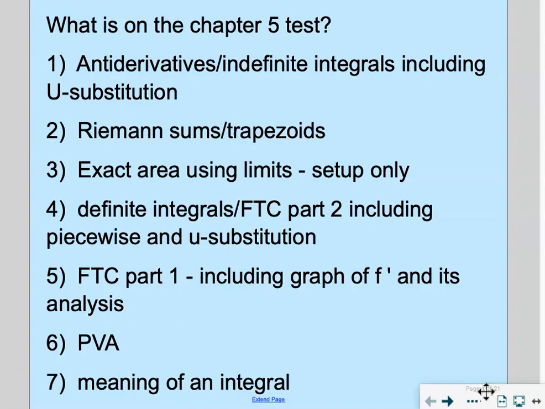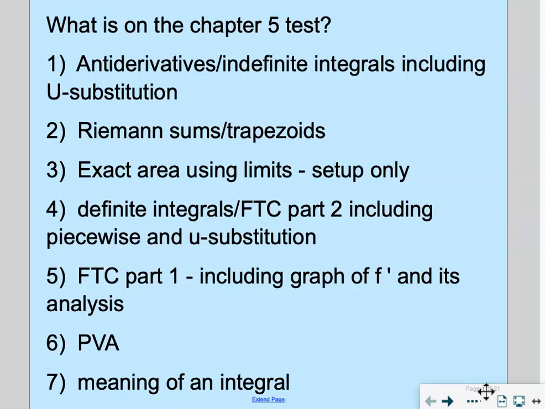PVA, huge part of your test is PVA. On your big quiz, the PVA was only a couple of parts. On your test, it's like a whole page. It's like 25 parts. It's not, but it's a lot of parts, okay? So PVA, you have to know everything that you've ever learned about PVA.